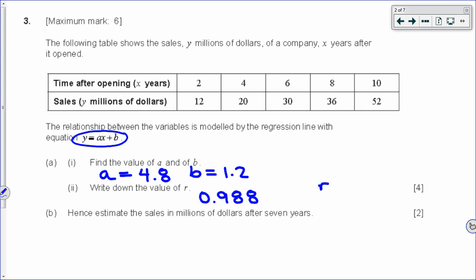R can only take values between +1 and -1. A +1 would be a perfect positive correlation. All the points would be on a line going up. And -1 would be a perfect negative correlation. All the points would be on a line going down.